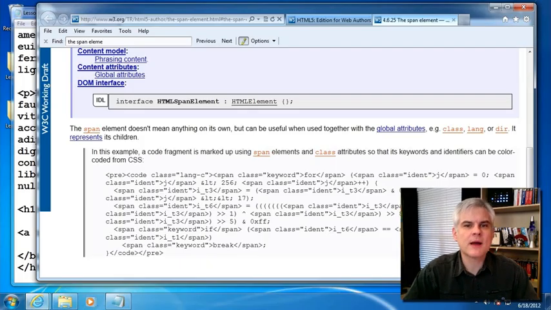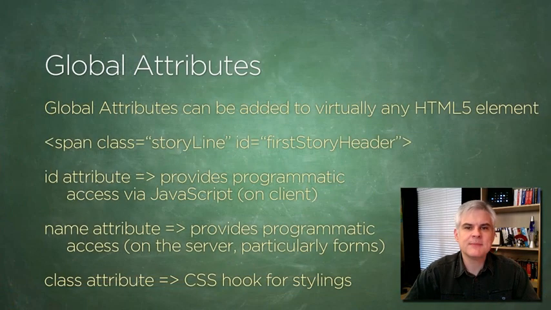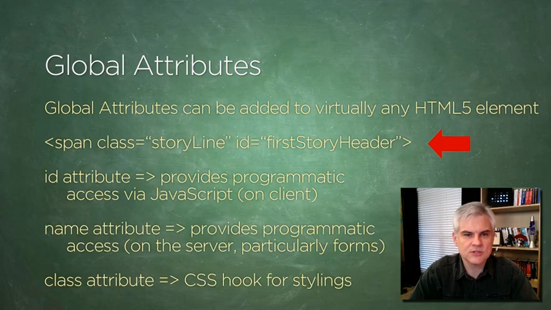Okay, finally, before we wrap up this lesson, I want to talk about the attributes that can be added to each HTML5 element. There are a few global attributes that apply to many elements. Here in this case, I have a span tag on screen, and there is, first of all, a class attribute equal to storyline, and then an ID equal to first story header. In this case, I have two attributes, a class attribute and an ID attribute. Now, I've used a span tag, but I could have used any element here.